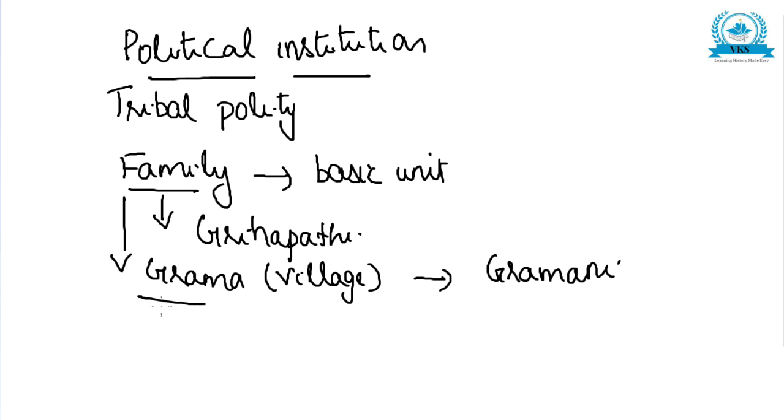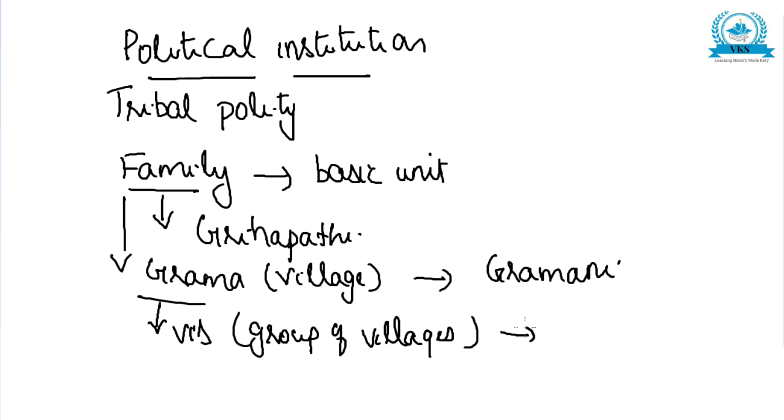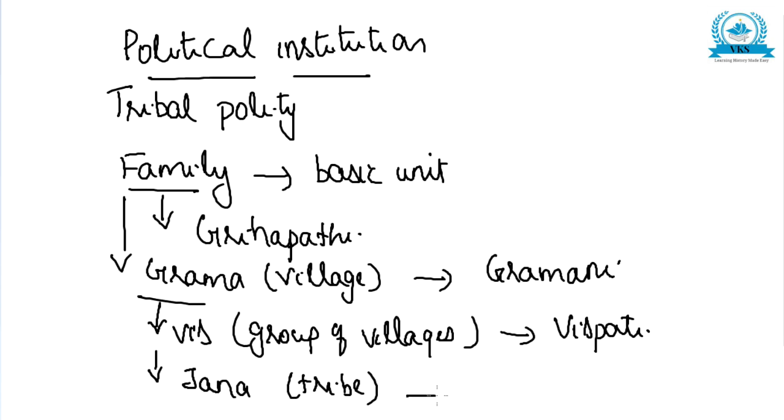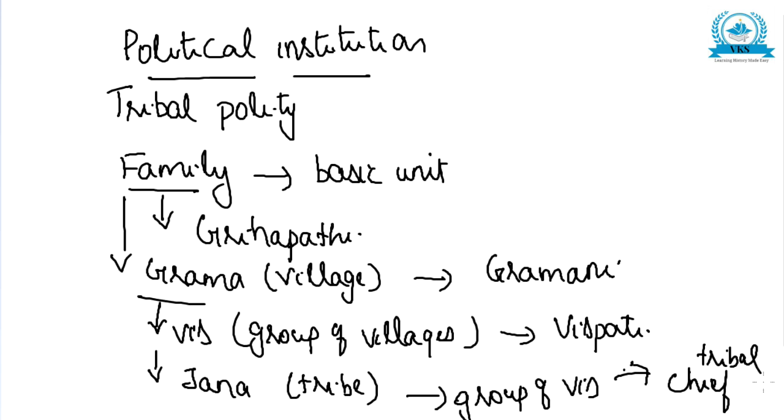Then there was a group of villages, which was Vis, and this group of villages was headed by Vispati. And the highest unit we already studied, Jana. Jana was the tribe, the highest unit. It consisted of a group of Vis, and this was headed by the tribal chief. So this was the political institution.